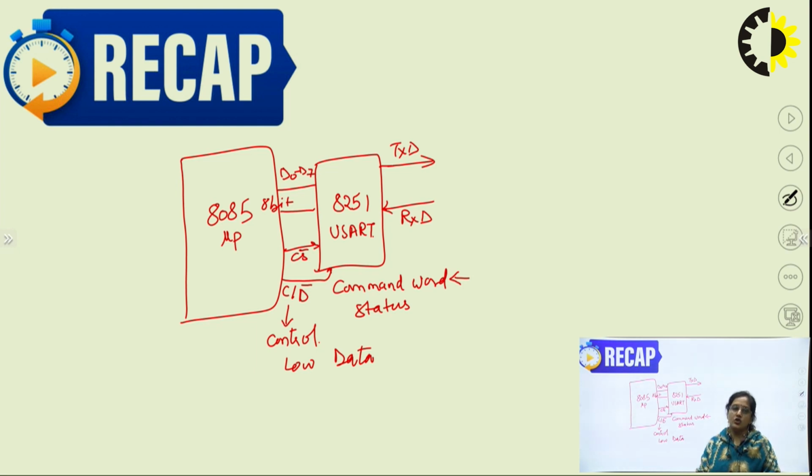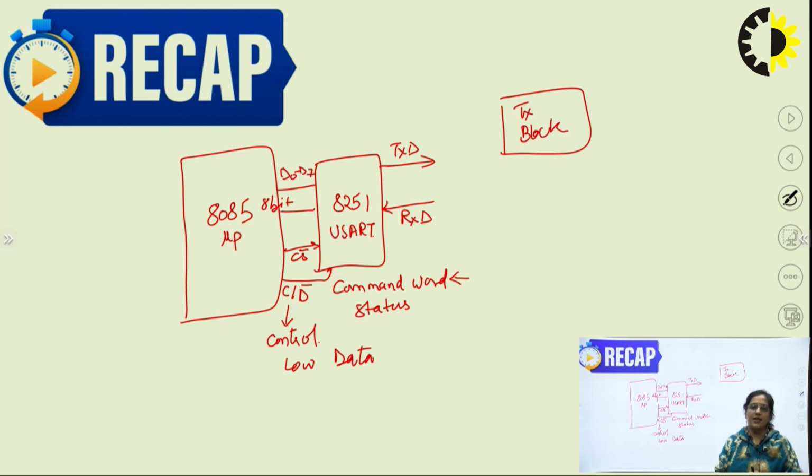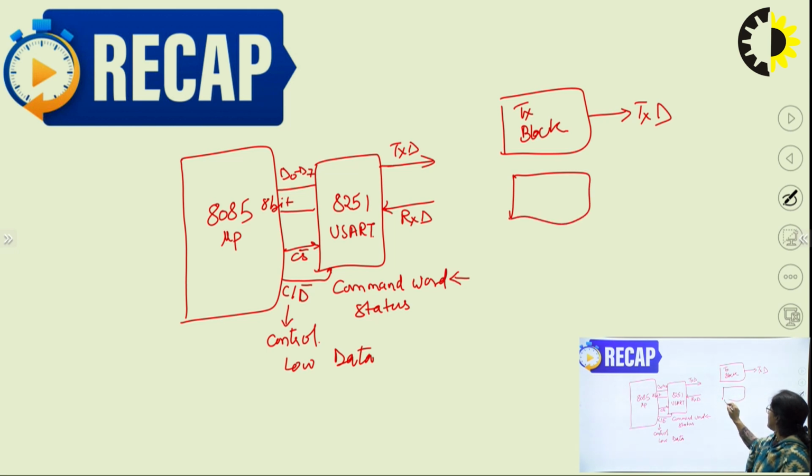Once the data reaches the 8251 USART, the 8251 has a transmitter block. This block converts the 8-bit parallel data into serial data and transmits it through the TxD line. Once the data is transmitted, the microprocessor gets a signal called transmitter empty, and it is ready to receive another data. The microprocessor will send another byte through the line, and the second byte is transmitted. This process goes on.